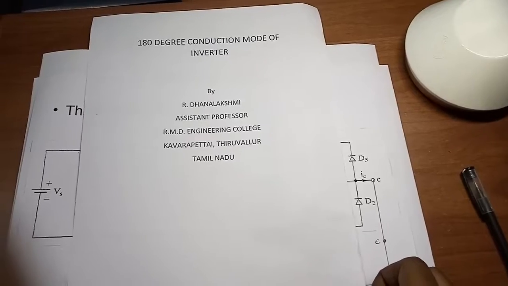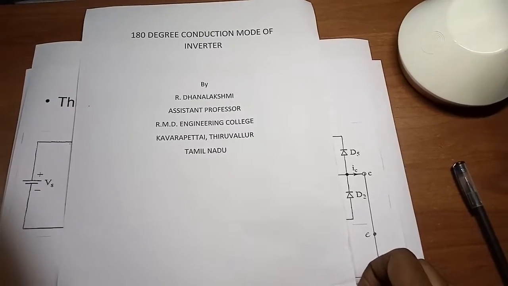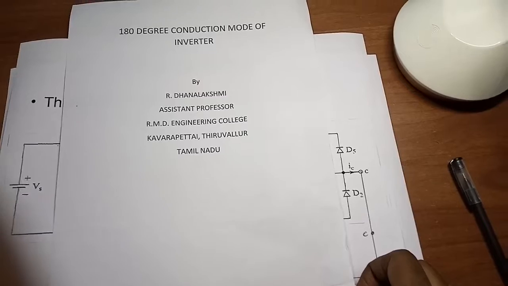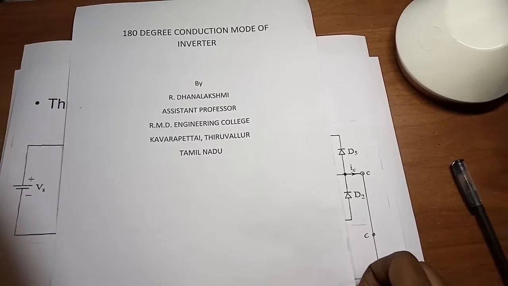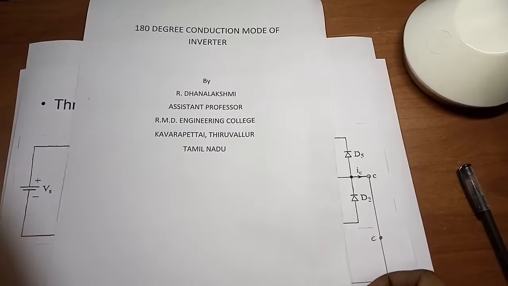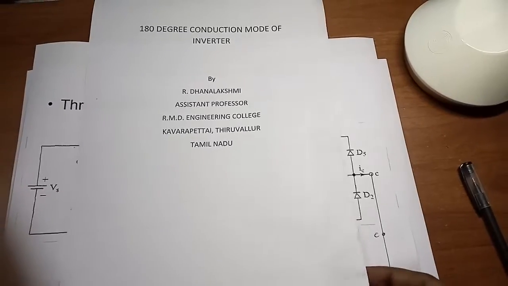Since we know already the operation of the inverter, we have a little bit of confusion in plotting the waveform of the 180-degree conduction mode in phase voltage and the line voltage.